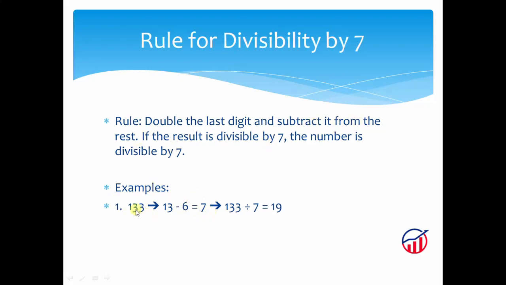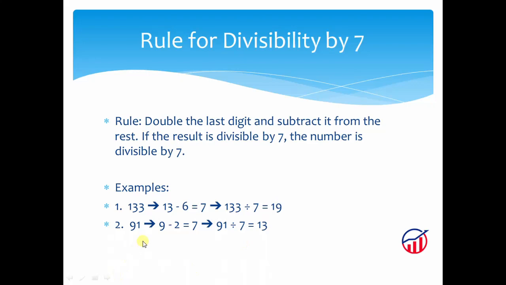It may be 1, 2, 3, 4, as many digits as there are. So 13 minus 6 is 7. Now the 7, if it is divisible by 7, the number is divisible by 7. Since the resultant is 7, it will pass the divisibility test of 7. So the entire number 133 divided by 7 is fully divisible, and the answer is 19.